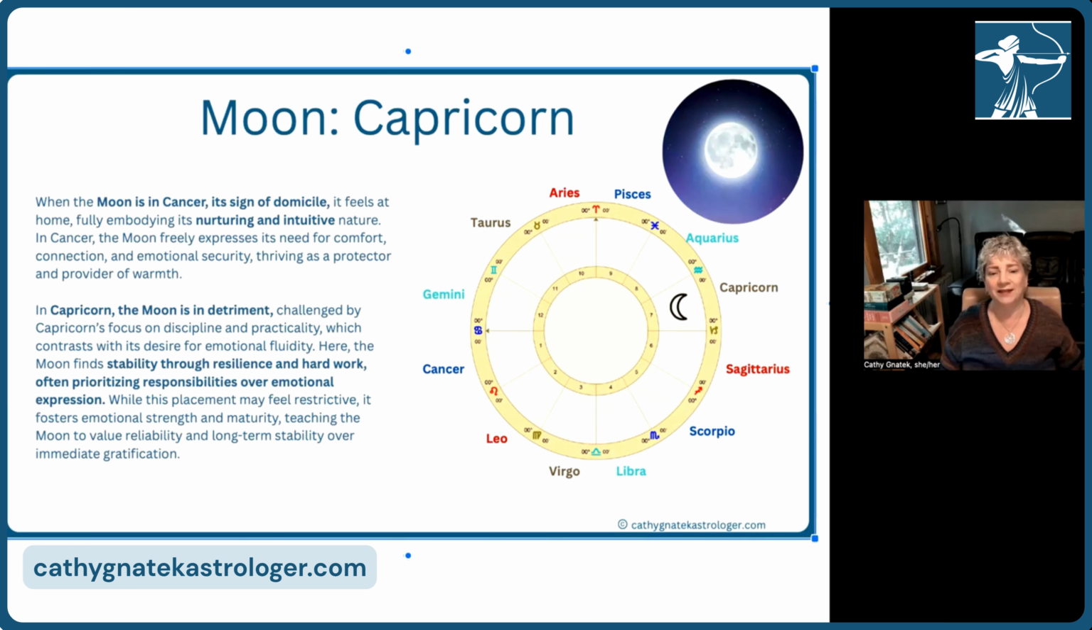In Capricorn, the moon is in detriment, challenged by Capricorn's focus on discipline and practicality and ambition, which contrasts with the desire for emotional fluidity. You know, the moon likes to change and be changeable, not be under the constraint of Saturn, which restricts it and contains it. Here in Capricorn, the moon finds stability through resilience and hard work, often prioritizing responsibilities over emotional expression. While this placement may feel restrictive, it fosters emotional strength and maturity, teaching the moon to value reliability and long-term stability over immediate gratification.